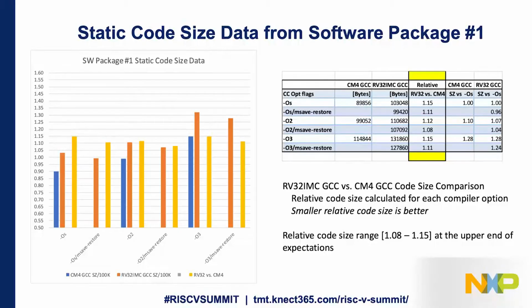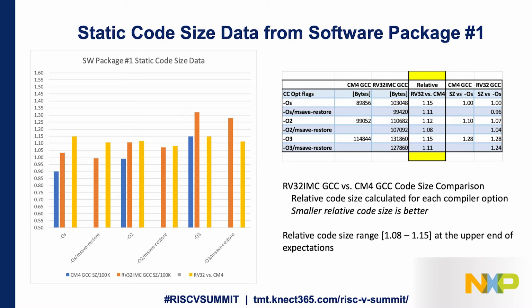These are the results from the first software package, the production security package from the IMX family. You can see there are two representations of the data here: a chart on the left side of the diagram, and a tabular form on the right side. In the tabular form, the individual columns have the specific static code size in bytes of this particular image, starting with the Cortex-M4 followed by the RISC-V target. Then the highlighted column shows the relative size difference between RISC-V versus the Cortex-M4.